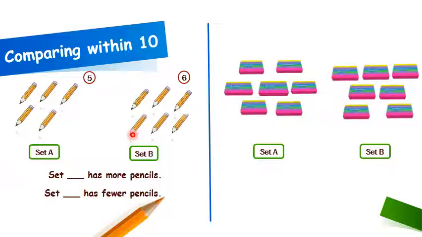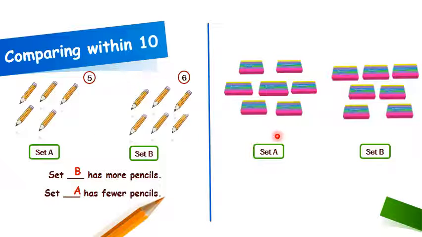Okay, now kids, can you tell me which set has more pencils? Yes, set B has more pencils. Why? Yeah, as you already know that number 6 is greater than number 5. So set B has more pencils than set A. And which set has fewer pencils? Yes, set A has fewer pencils. Okay, because 5 is smaller than 6.